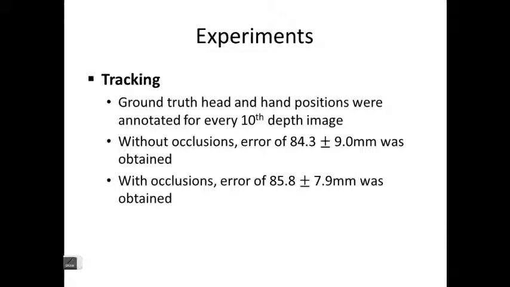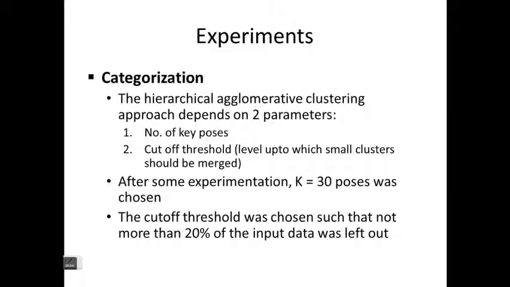So, what are some of the experiments that the authors did with respect to tracking? I'm sorry, this is with respect to human tracking. They annotated some of the data with the ground truth head and hand positions every 10th frame in the depth images, and they found that the human pose estimation yielded an error of about 85 millimeters, both without and with occlusions. This is fairly accurate, I suppose, given that depth data is probably captured at distances of the order of meters.